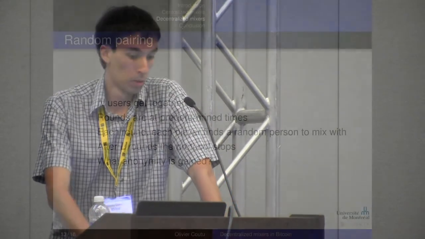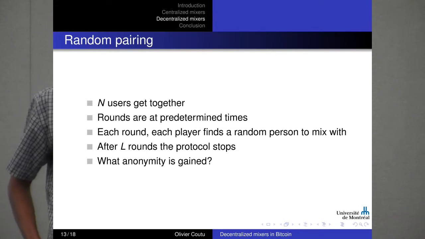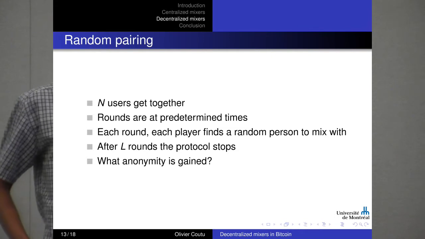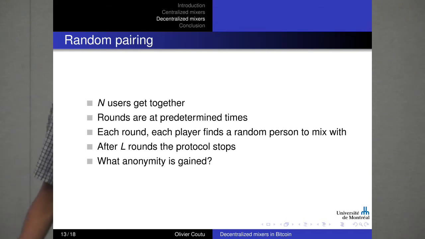So there are three circuits that I'm studying at the moment. The first one is really quite simple. There are N users that get together and say, all right, we want to do some mixing together. So every round, pick someone at random and do the two-party anonymization. That's what the players do.